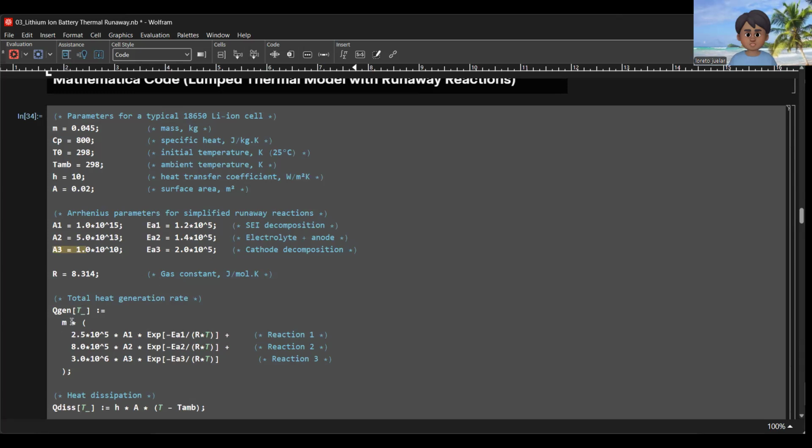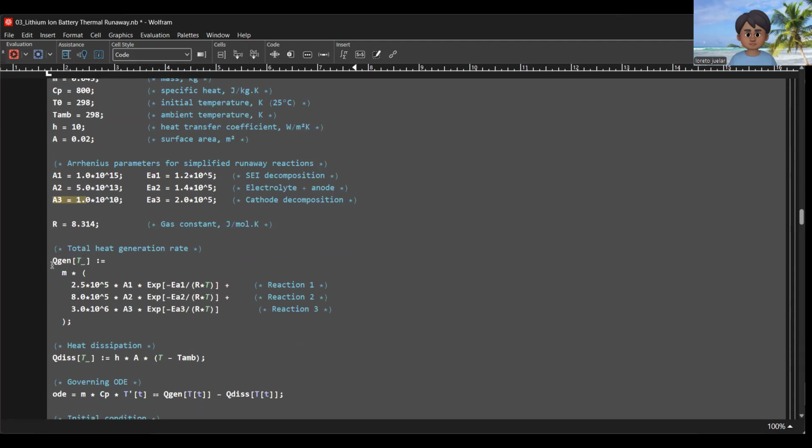And we have this given here. This is the total heat generated. This 2.5 times 10 to the 5th is the amount of energy in the reaction. We had the energy release in the E sub 1 here in reaction 1. For reaction 2, the amount of energy release is 8.0 times 10 to the 5th. And for reaction 3, we have 3.0 times 10 to the 6 here.